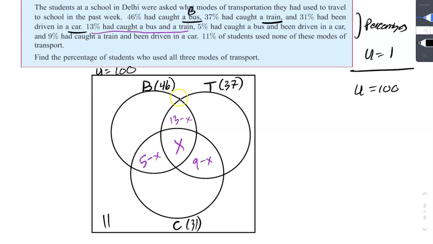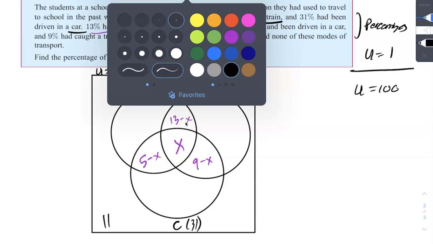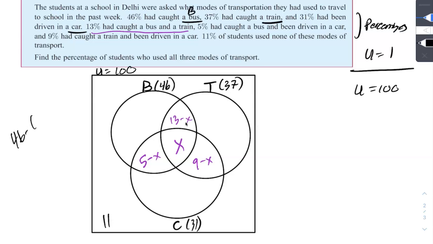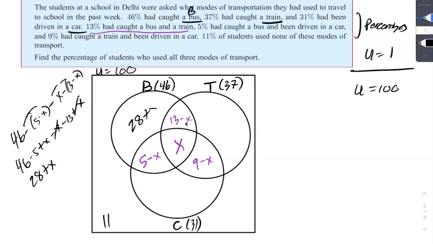The way you figure out this portion of the circle, I should say, not the big circle, the portion of the circle, it's this full circle minus the stuff you know. So 46 minus 5 minus x, minus 13 minus x. So if you distribute the negatives, I get 46 minus 5 plus x, minus 13 plus x. These cancel out. I get 46 minus 5 is 41, minus 13 is 28. 28 plus x is that little portion right there.